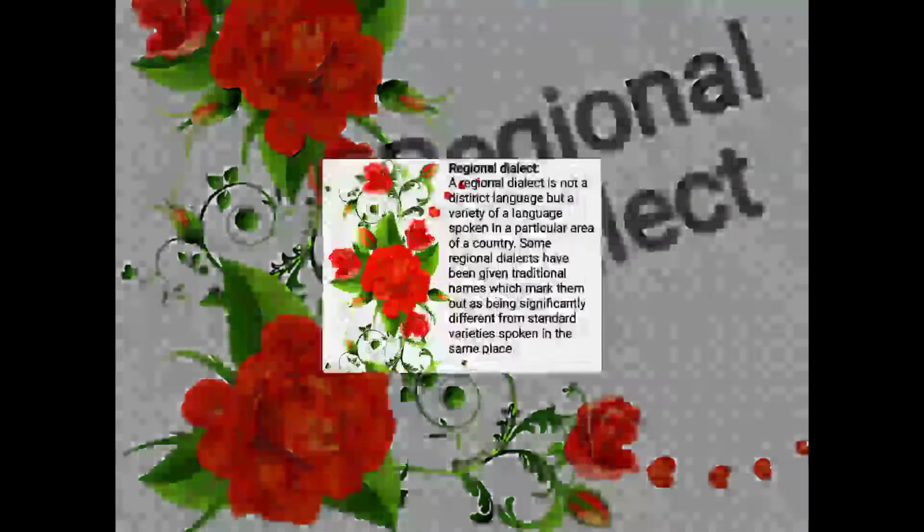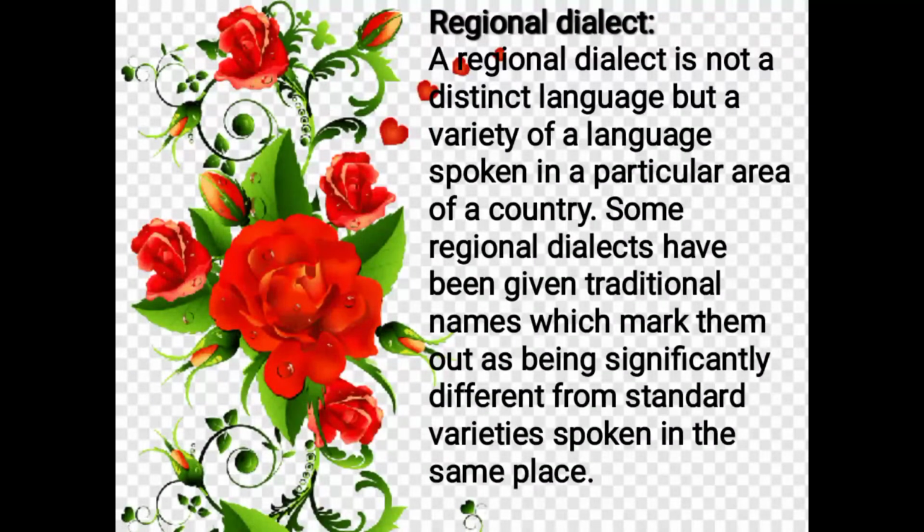Regional dialect. A regional dialect is not a distinct language but a variety of a language spoken in a particular area of a country. Some regional dialects have been given traditional names which mark them out as being significantly different from the standard variety spoken in the same place.